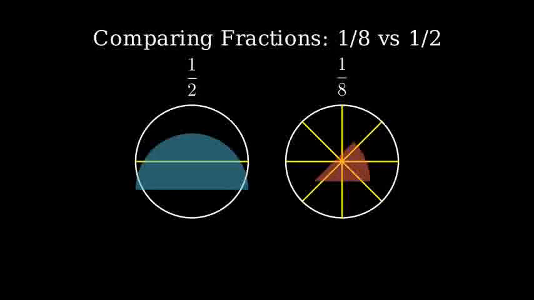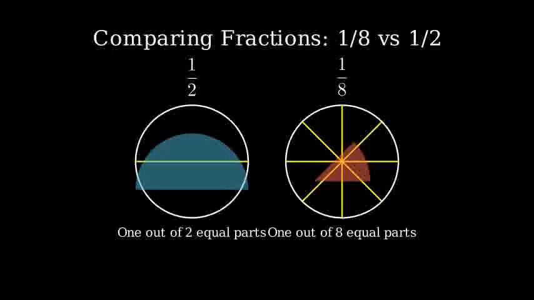Let's look at these fractions more closely. 1/2 means we've divided the whole into 2 equal parts and taken one of them. This blue shaded region represents 1/2. 1/8 means we've divided the whole into 8 equal parts and taken one of them. This red shaded region represents 1/8.